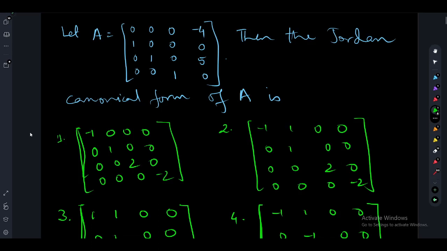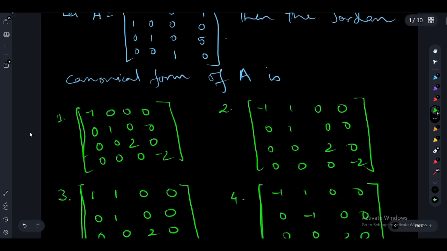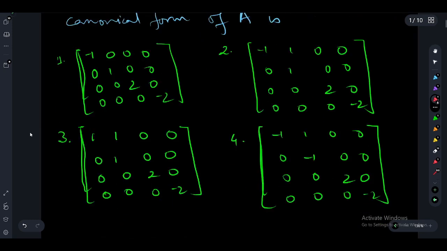This question is from linear algebra. The question was there in CSIR UGC NET December 2011. The question is, let A be the matrix, this matrix, then what is the Jordan canonical form of A? We can see that there are four options. How to tell which option is correct? So let's solve the problem.